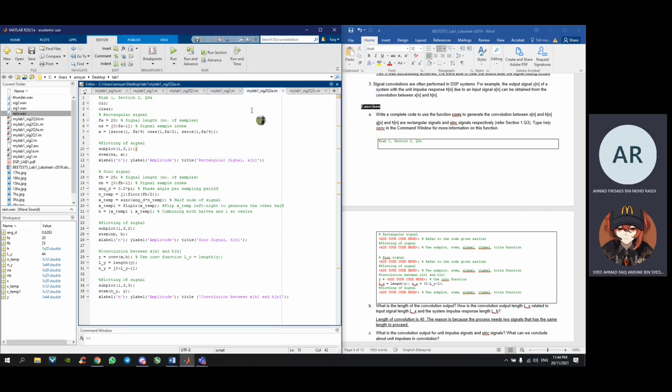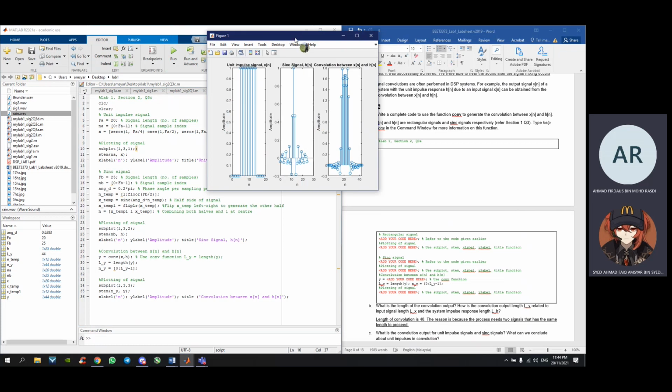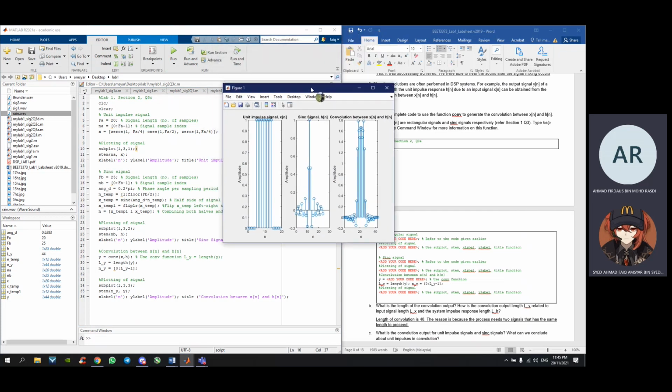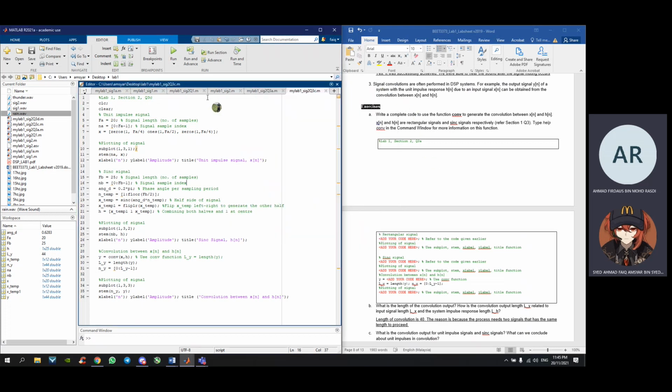Next for question 3C, we do the same as question 3A, but the first one is the unit impulse signal. This is the output that we got. The sampling is also 20, and 25 for the sine signal, and the third one is the convolution between Sn and Hn.